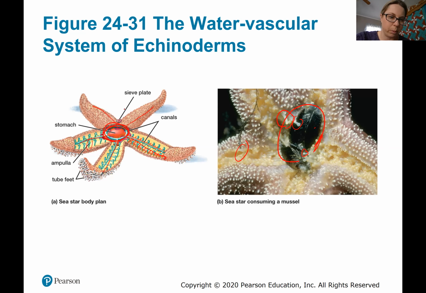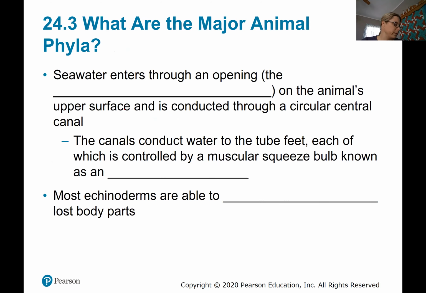And then here's the sieve plate. So seawater is going to enter into that sieve plate on the animal's top side, or the upper side, and goes into that ring canal. And then that water is then going to go through one of the legs into a bulb known as the ampulla. And the ampulla is going to be what actually controls water coming in and out. It's going to force water through or hold it there and make suction.